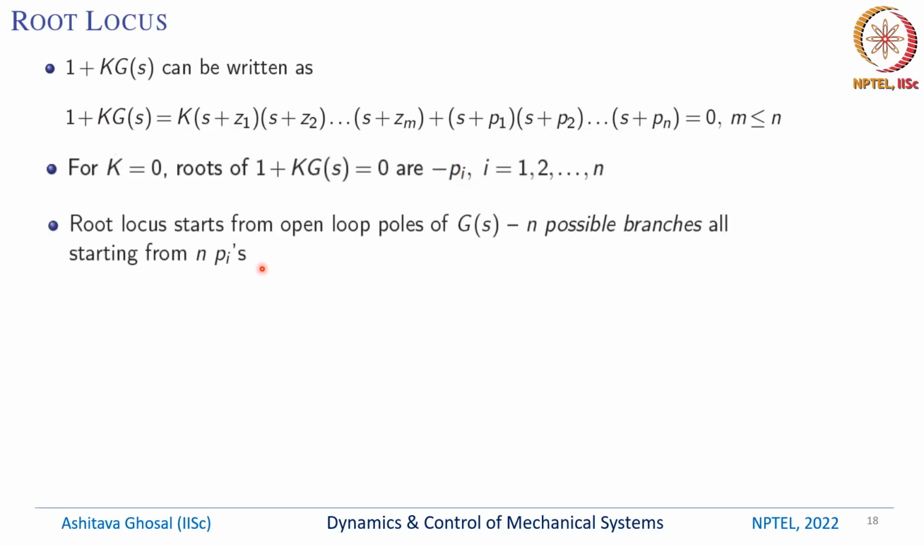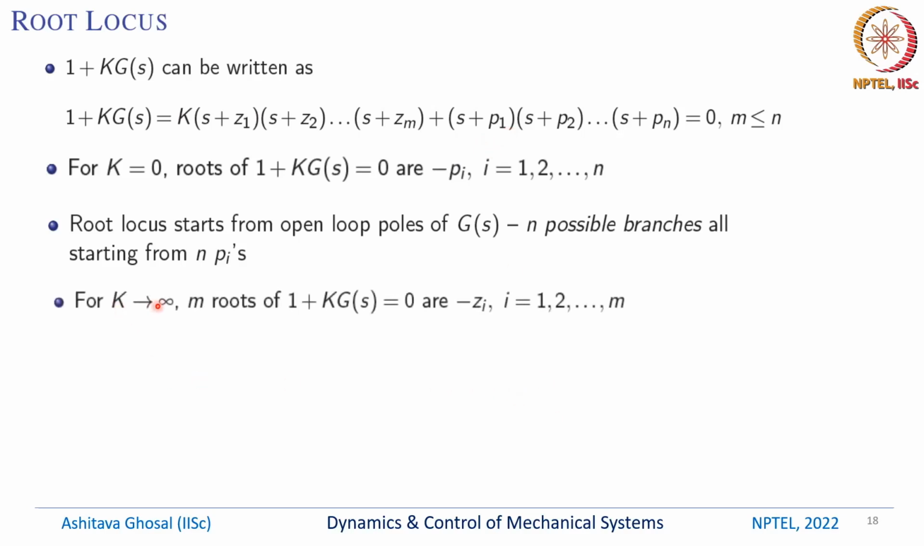So we can conclude that the root locus starts from open loop poles of g of s. So p1, p2, p3, these are the open loop poles of the transfer function. The root locus will start with k equals 0, and as k increases, the roots will travel on these n branches. So all the n possible branches, they all start from the given pi's, okay, from the n pi's.